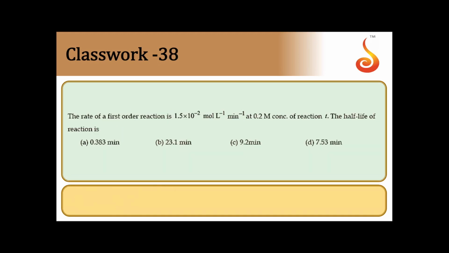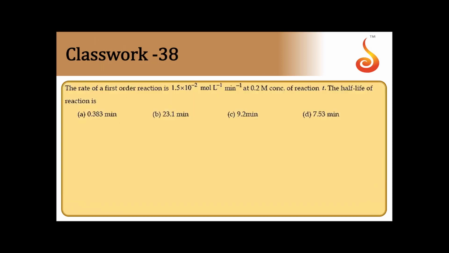Then 38th one. The rate of first order reaction is 1.5 into 10 to the power of minus 2 mole per liter per second at 0.2 molar concentration. The half-life of the reaction is, means we need to find out the value of K first. Then only we can find out the half-life of reaction. Given the value of rate as well as the concentration at a given point of time. So rate is equal to rate constant K into concentration, first order, so power 1.